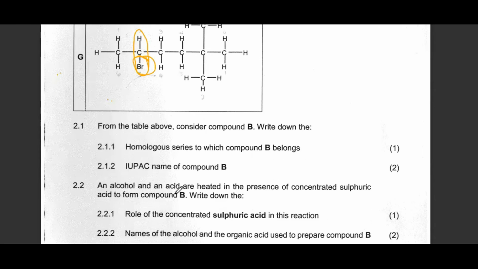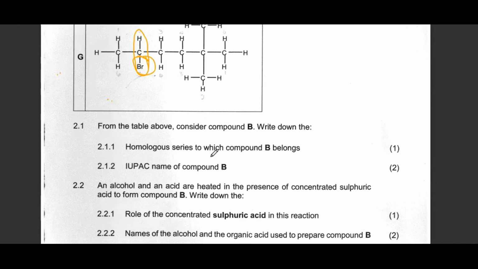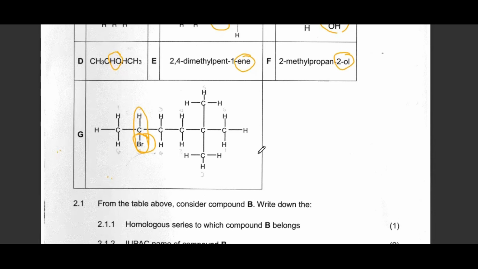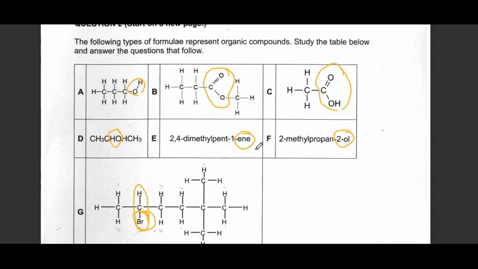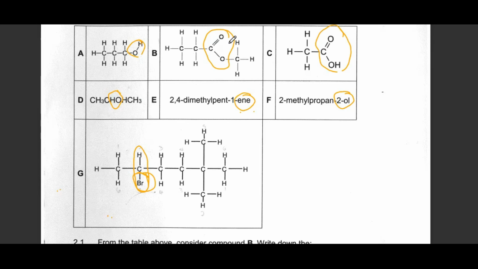So, question from the table above, consider compound B. Write down number 1, the homologous series to which compound B belong. With B, we have seen that this is an ester. So B is going to be an ester. Yes, it is an ester. And then the IUPAC name of B, they're saying IUPAC name of B.